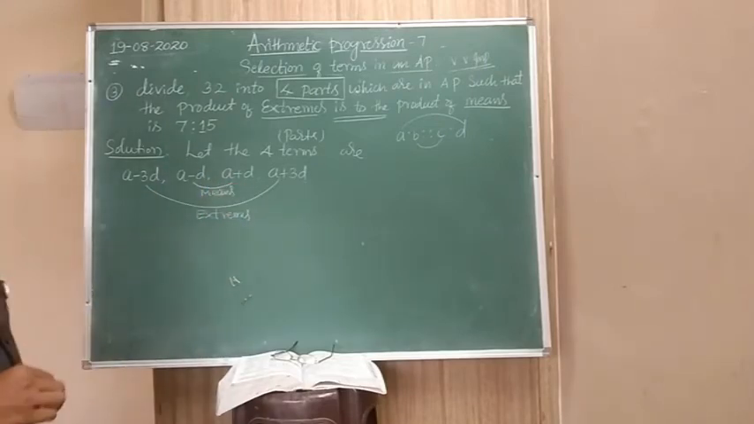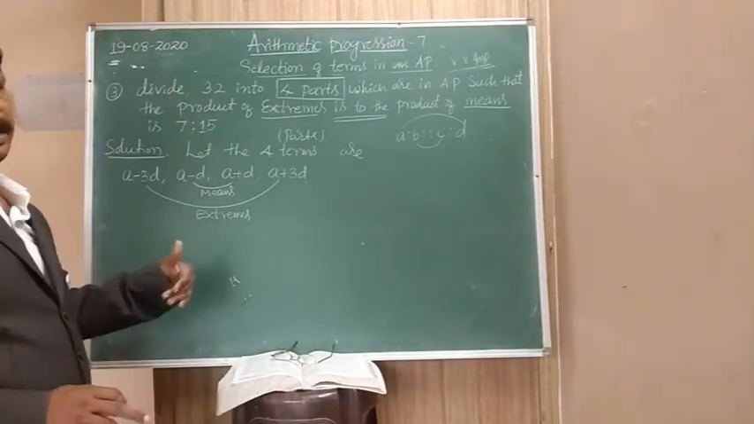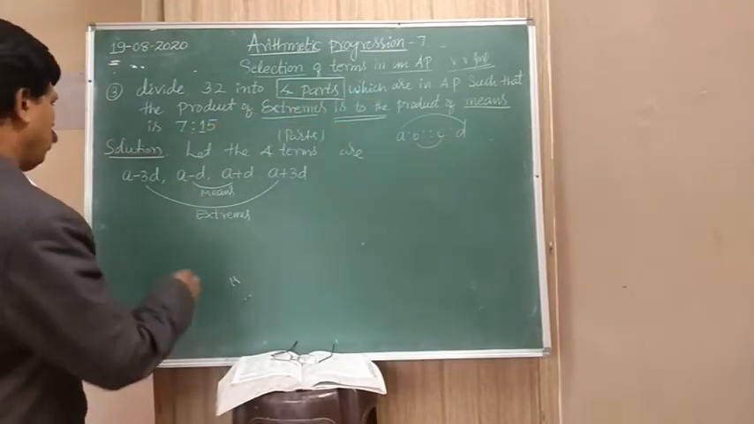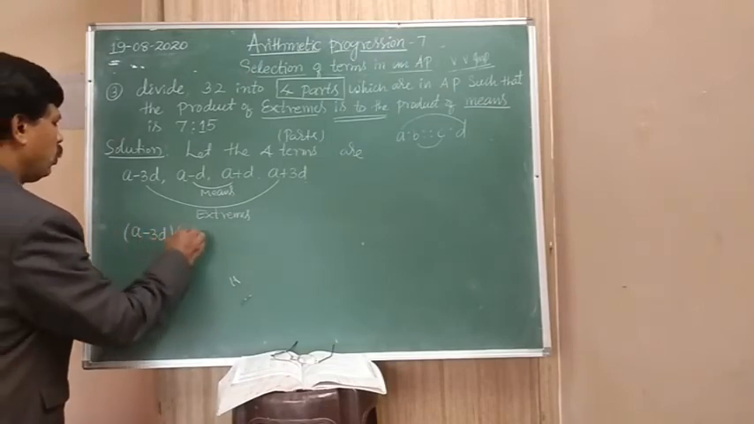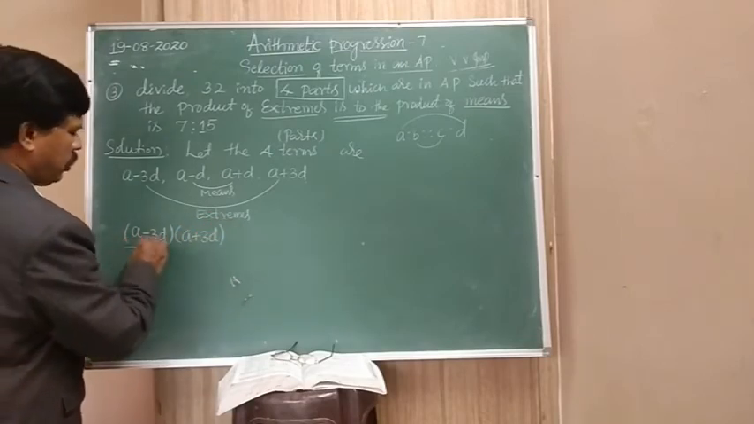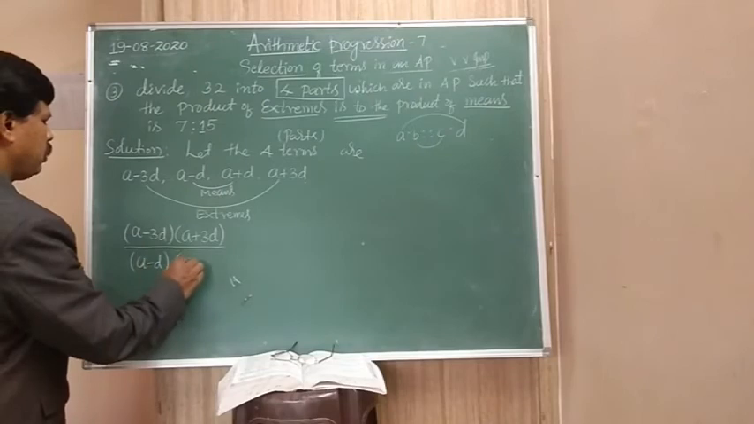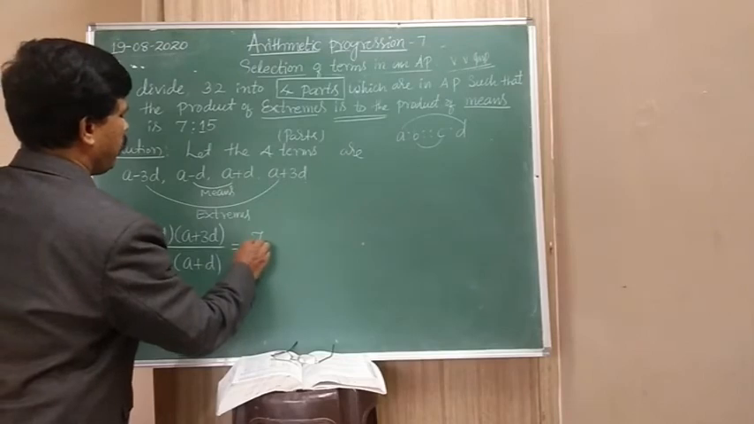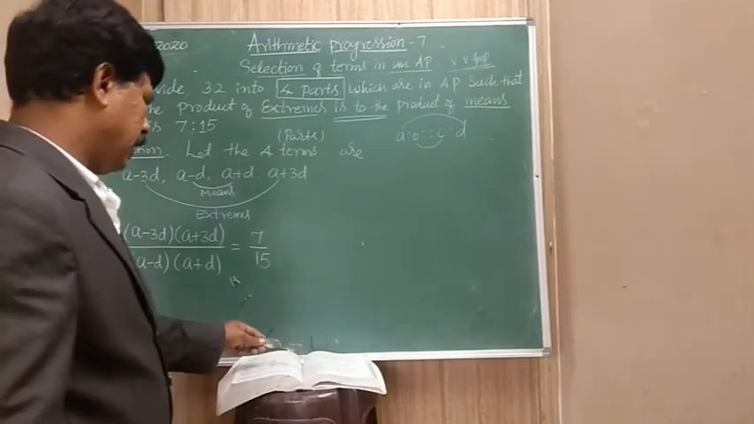Extremes and means. Analyze the question carefully and then write down what is given, which is in AP such that the product of extremes. So what do you have to write? a minus 3d into a plus 3d, and the product of the means is a minus d into a plus d, is equal to what they have given, 7 by 15. So you should write it like this.